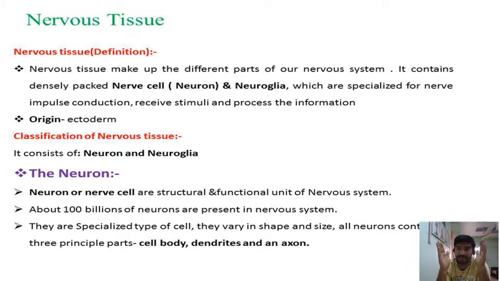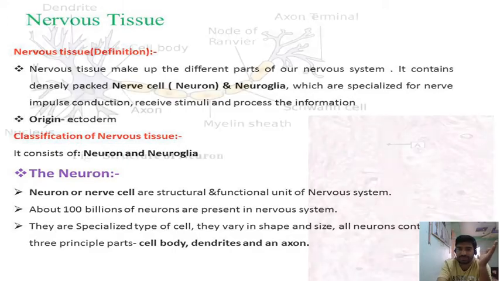About 100 billion neurons are present in the nervous system. They are specialized types of cell. They vary in shape and size. All neurons have the same principal parts: the cell body, dendrites and axon. These neurons are divided into three parts: cell body, dendrites and axon.